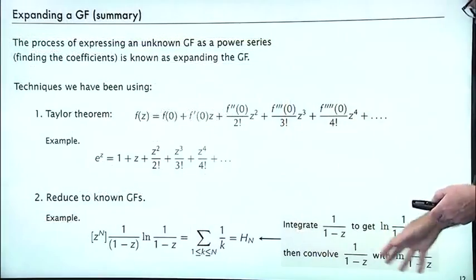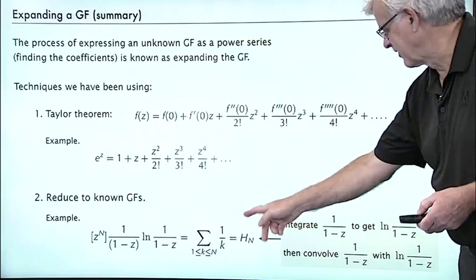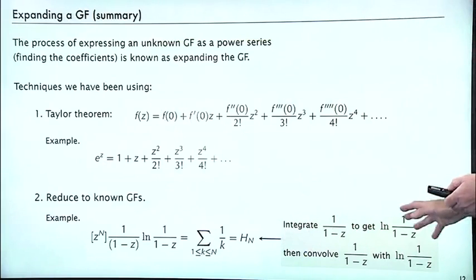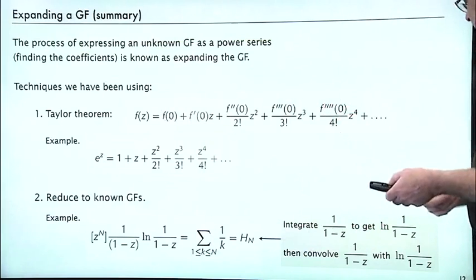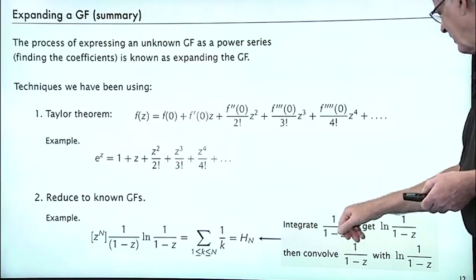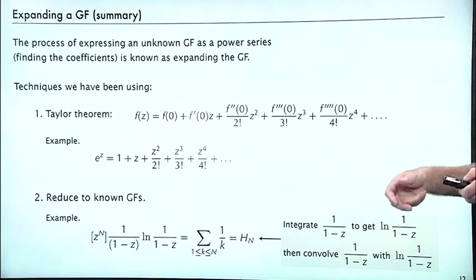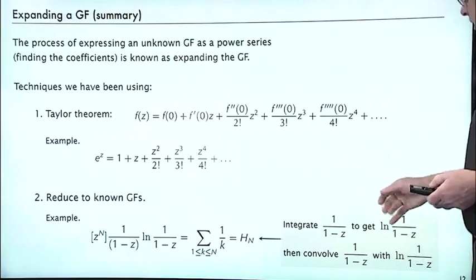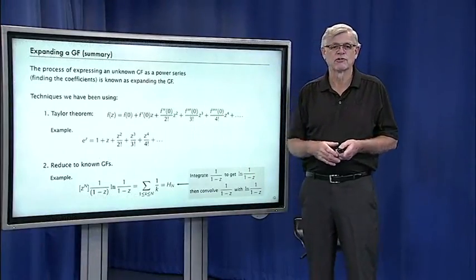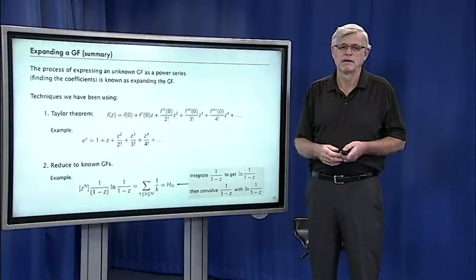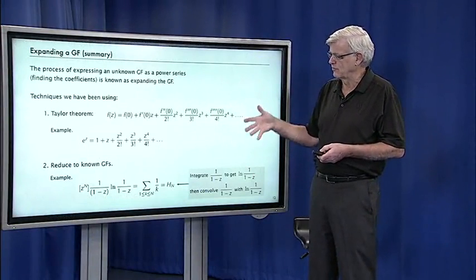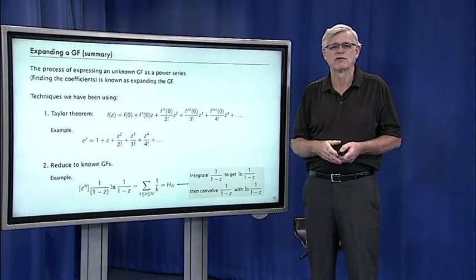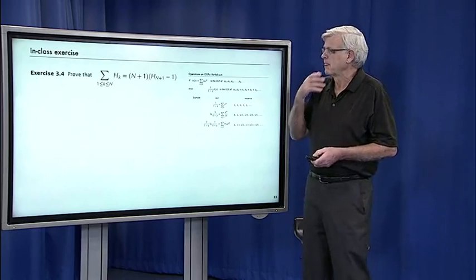And the other way, if we're given a sequence, how do we find the generating function? It's just the same thought, worked the other way. We integrate 1 over 1 minus z to get the generating function for 1 over k, and then convolve it with 1 minus z to get our generating function. So that's working with generating functions, just using the basic operations that we've talked about.